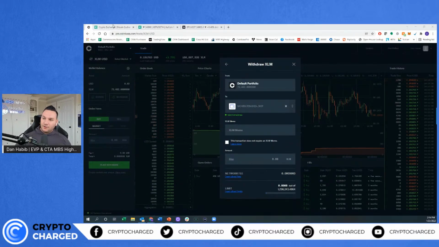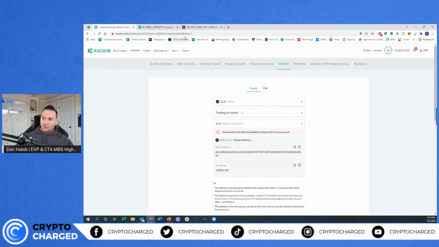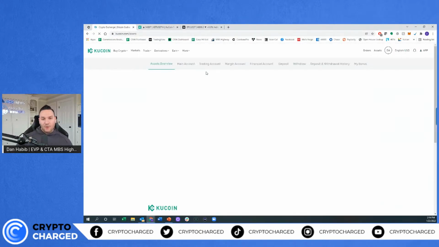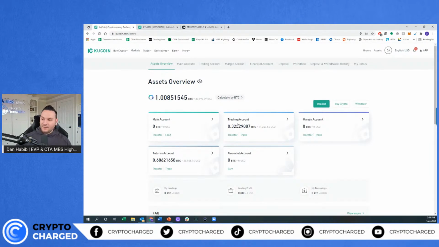Now, once I go ahead and do that, I can come back to my KuCoin and go back to my assets. Once you're in this KuCoin address here in your assets, you'll have to wait for this to come across and we'll get a notification once it does. However, it's going to deposit it right into my trading account. So from here, I can pull up the XLM that I just transferred over and I can go ahead and sell that.